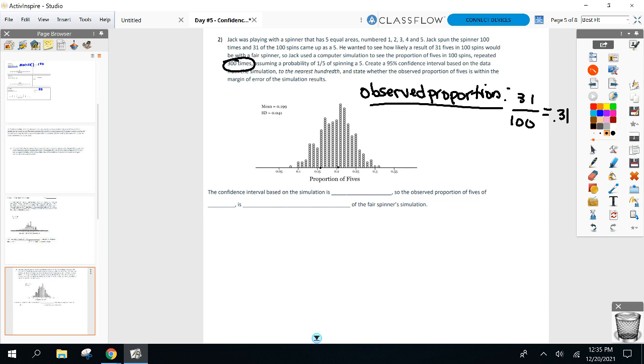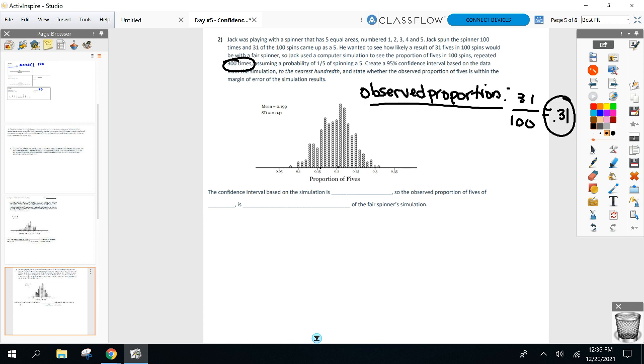So I want to know, is Jack's 0.31 unusual or not? Now, if you look at the dot plot, everyone see where 0.31 is? It's not even close to the rest of our spins, right? But I don't want to just say that. I want to mathematically prove it. And the way we do it is: is 0.31 in our confidence interval or not? Because if it's outside our confidence interval, that's unlikely. It's unusual. But if it's inside our confidence interval, the spinner was probably fair.